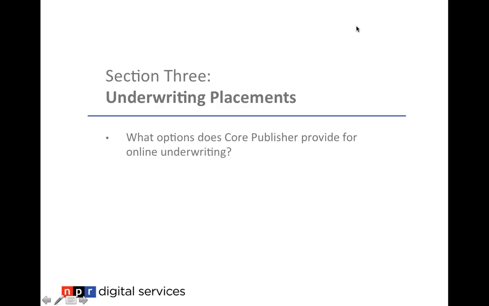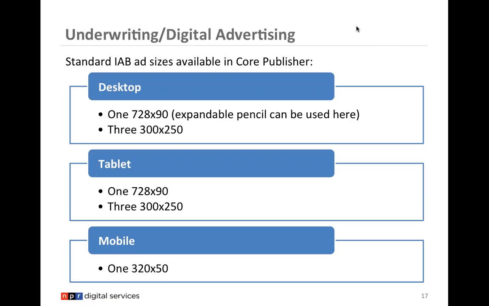All right, so in Core Publisher, you will have underwriting options. They are powered by DoubleClick for Publishers. Your ads are going to be different depending on whether you're on a desktop, a tablet, or a mobile device. On desktop, you're going to have three 300 by 250 standard size ads. And also on desktop, there's the option for a 728 by 90 expandable pencil box ad. It's just like a long rectangle, and it shows up right under your navigation.